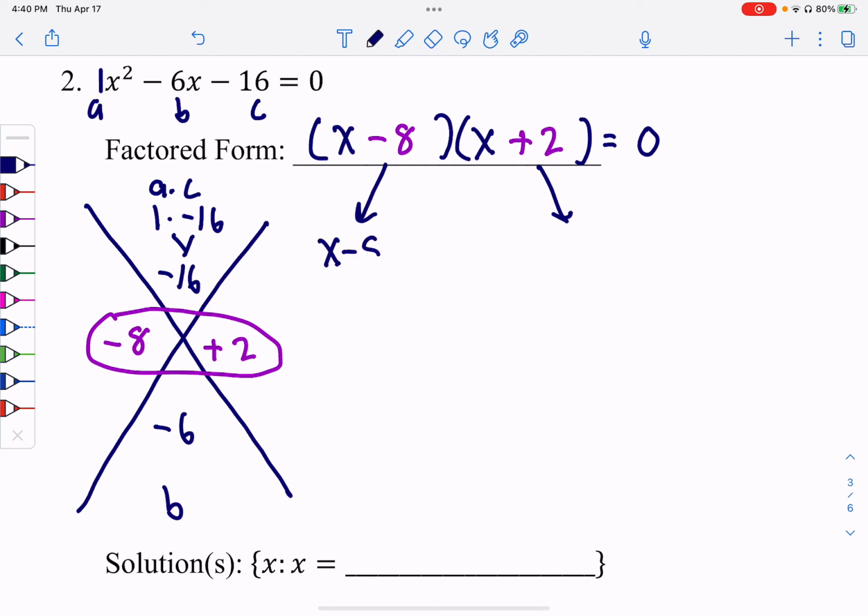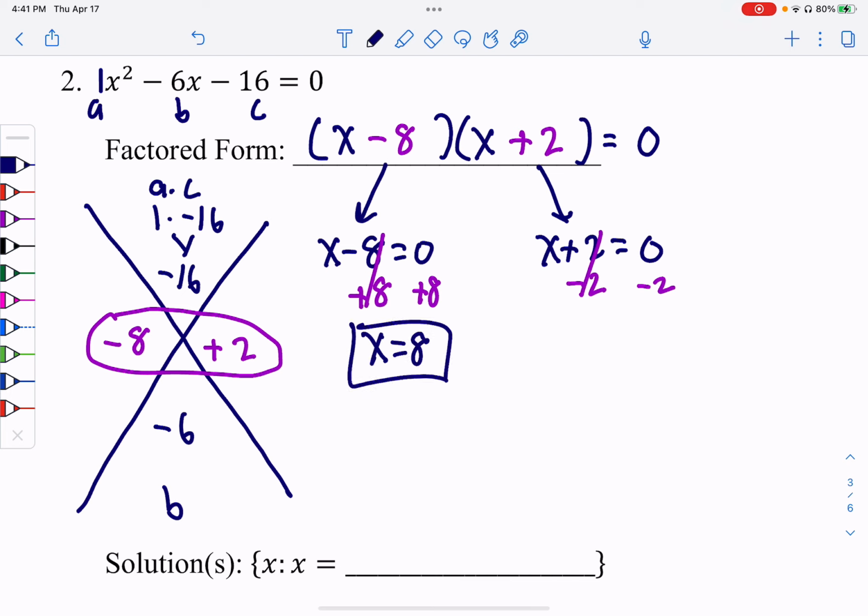Just like we find the x-intercepts again. All right, set each to 0. Solve it. So add 8 to both sides, subtract 2 from both sides. So we have x is equal to 8. x is equal to negative 2.